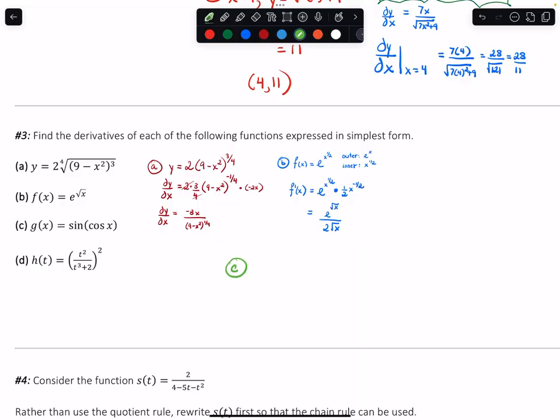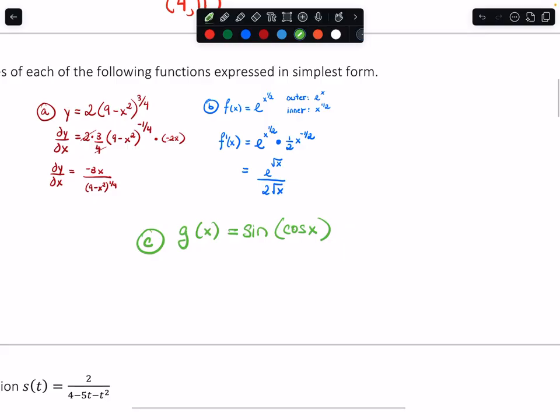Let's look at C here. Maybe we'll work down here. So this one, again, it shouldn't be too bad. I think here, again, it's kind of clear who is outside and who is inside. The sine function would be the outer function here. The inner function would be the cosine function. Again, sometimes it's just easier to see these things.